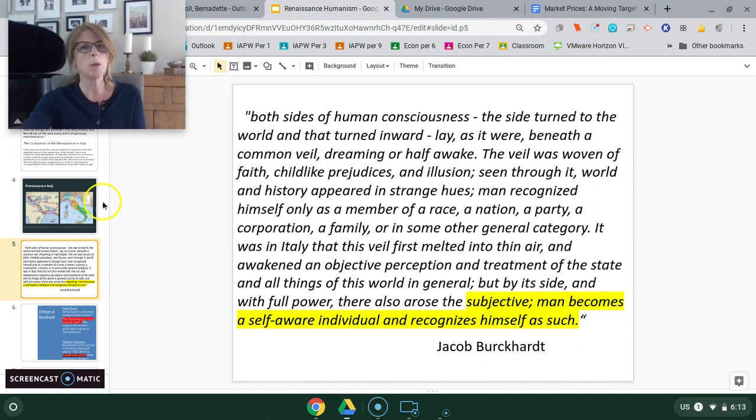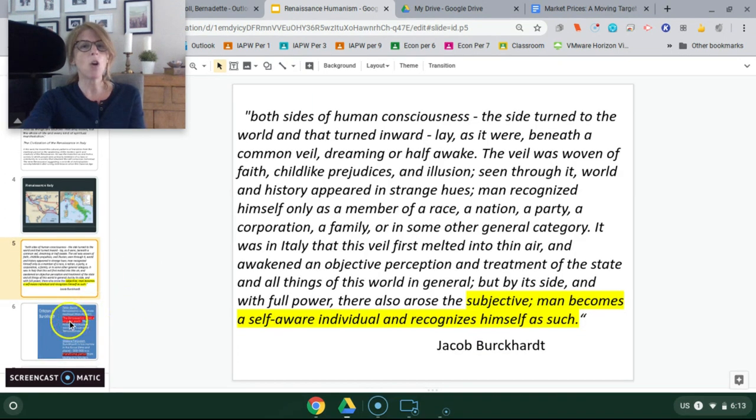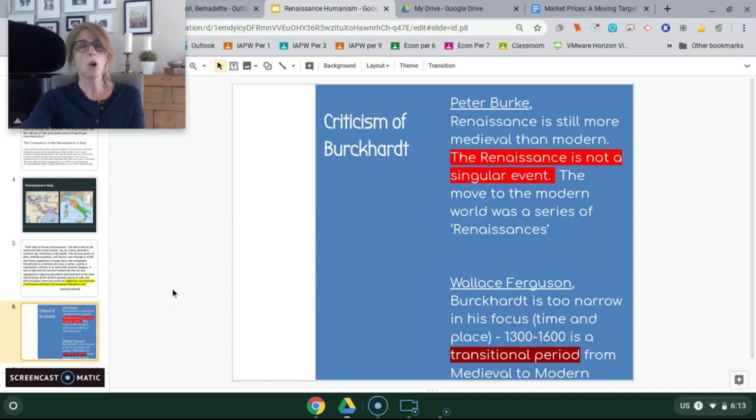Before we go into some of those examples, I would also like to point out that there are some other historians who are a little critical of Burckhardt. Not that they say Burckhardt's wrong, but I think they add more to this time period with their interpretation. So let me just share that with you. Peter Burke is another historian whose big criticism of Burckhardt was that he seems to talk about it like the veil melts into thin air, like a light switch going on. And Burke is basically arguing that Burckhardt is oversimplifying it.